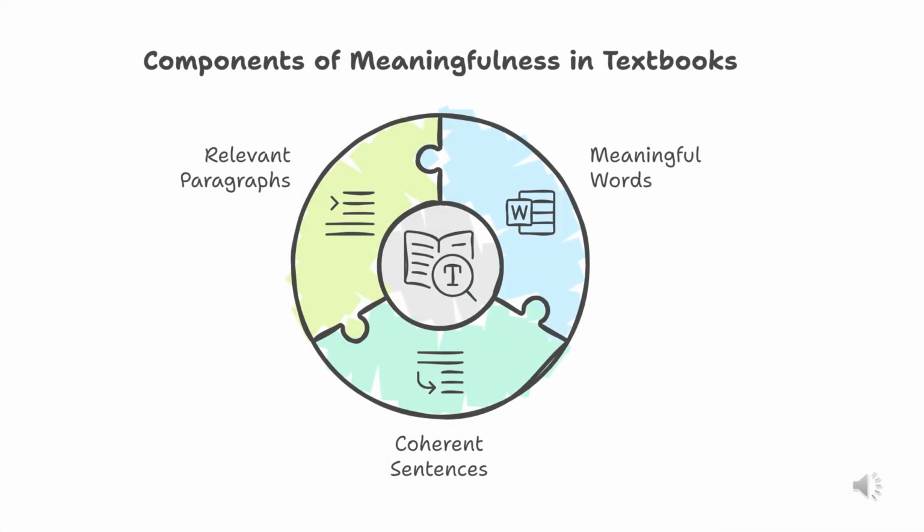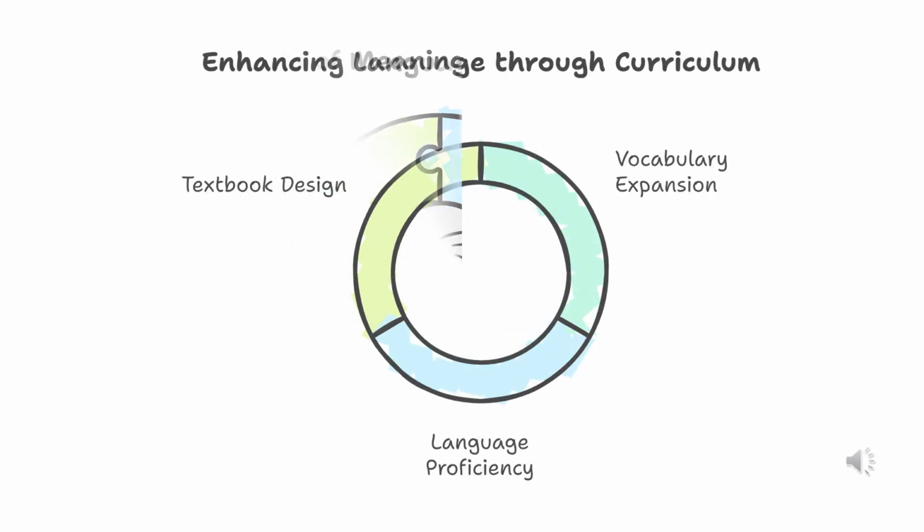Number 9. Meaningfulness. Every word of the textbook should be meaningful. Each sentence and each paragraph should be meaningful. It should not be that words, sentences, and paragraphs are unnecessarily inserted. Unnecessary words or sentences should not find a place in the book. Number 10. Language enhancement. The language of textbooks should be such that the vocabulary of the students can increase and their authority over the language can increase.